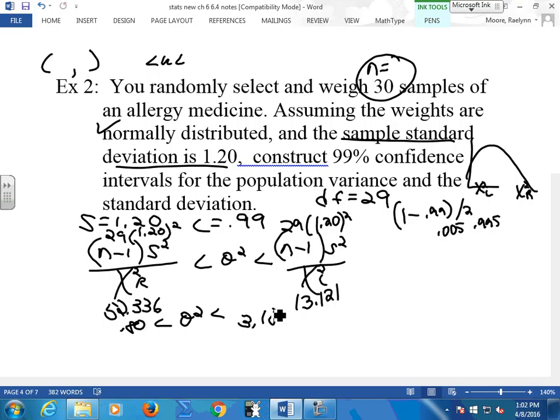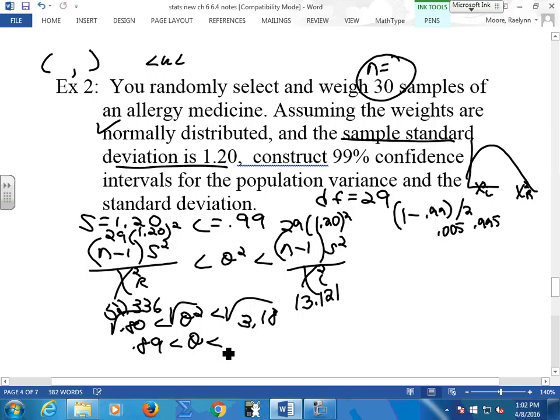To find the standard deviation, all we have to do is take the square root. Just put it in your calculator and take the square root. Wait, that's not the answer? Well, that's the one for the variance. You do two: variance and then standard deviation. So standard deviation is 0.89 to 1.78. And I'm 99% confident that my standard deviation for the population of all allergy medicines will fall between 0.89 and 1.78.